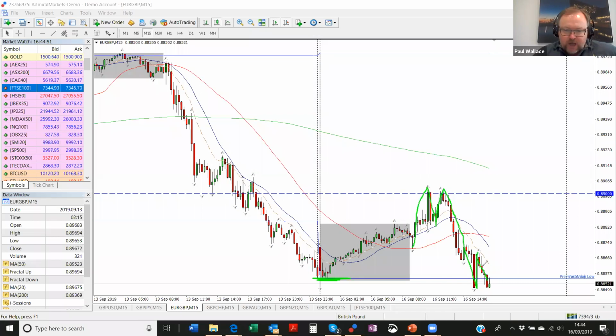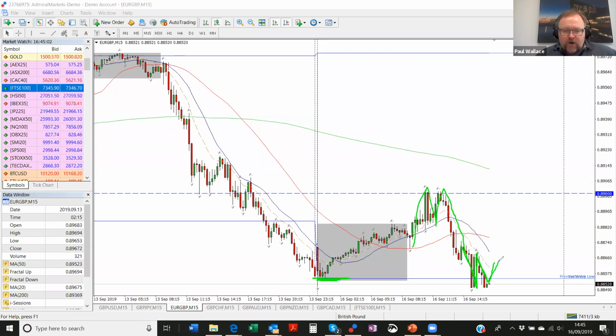I'll just be watching to wait and see. Could this drift its way up? In which case we have a double bottom, a W pattern formation, which might give us an idea of a possible trade. So I'm going to be keeping an eye on that for this afternoon. As I said, we've got Mr. Juncker speaking in their sessions today, so it could be quite volatile around that.